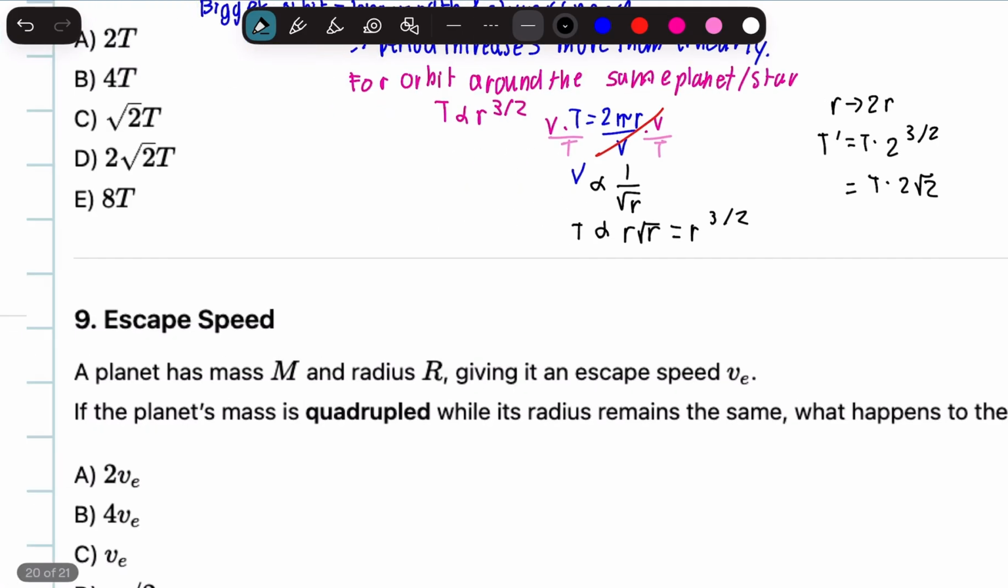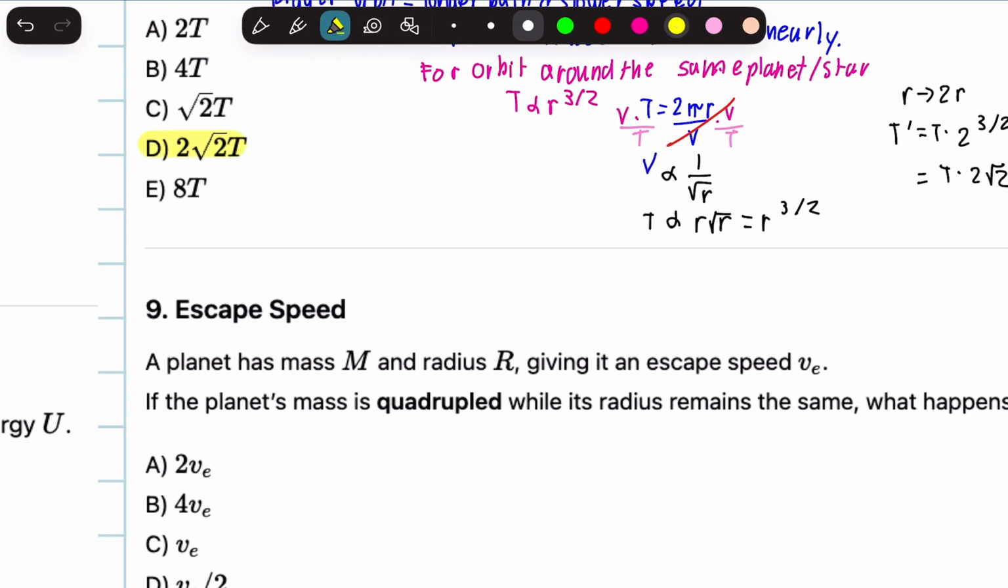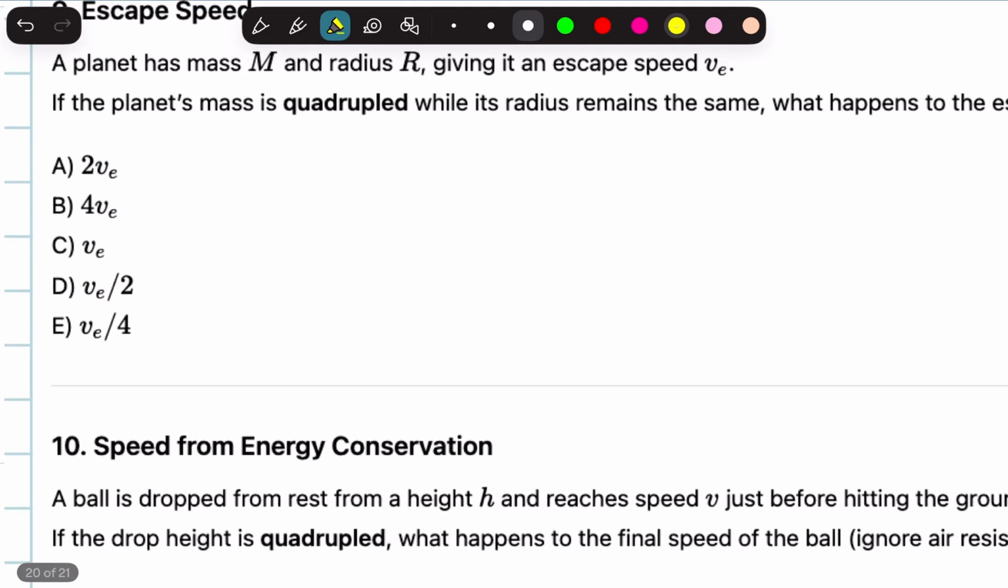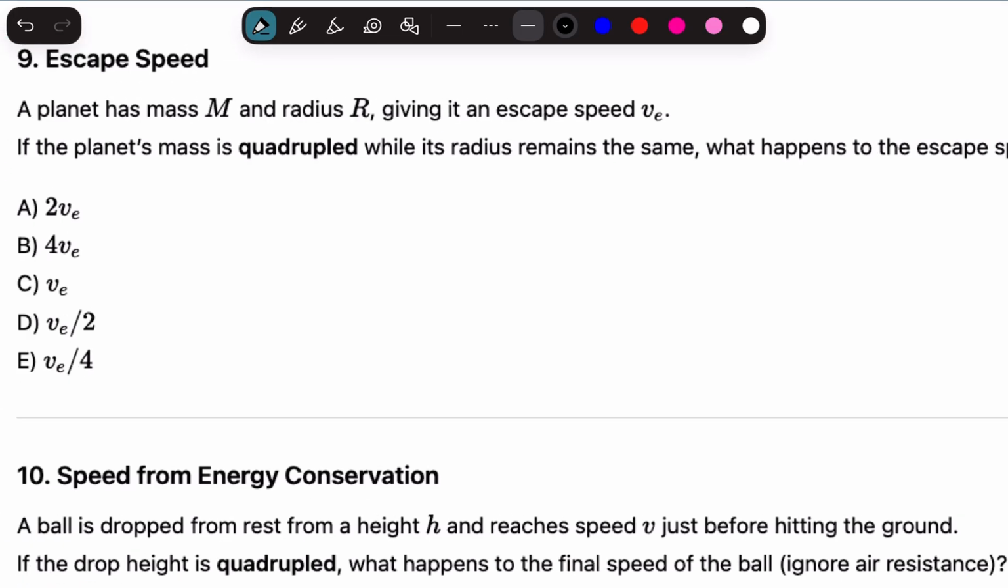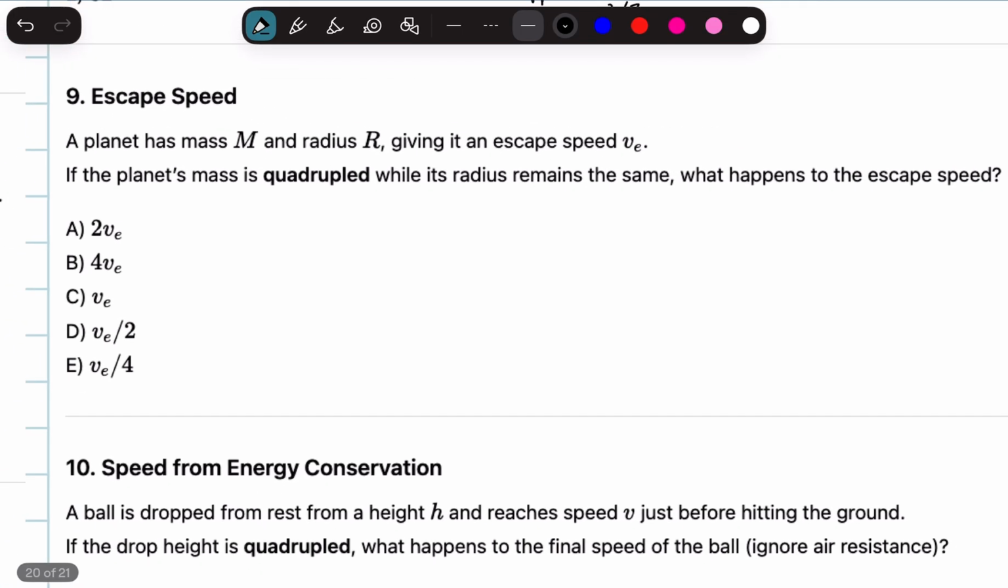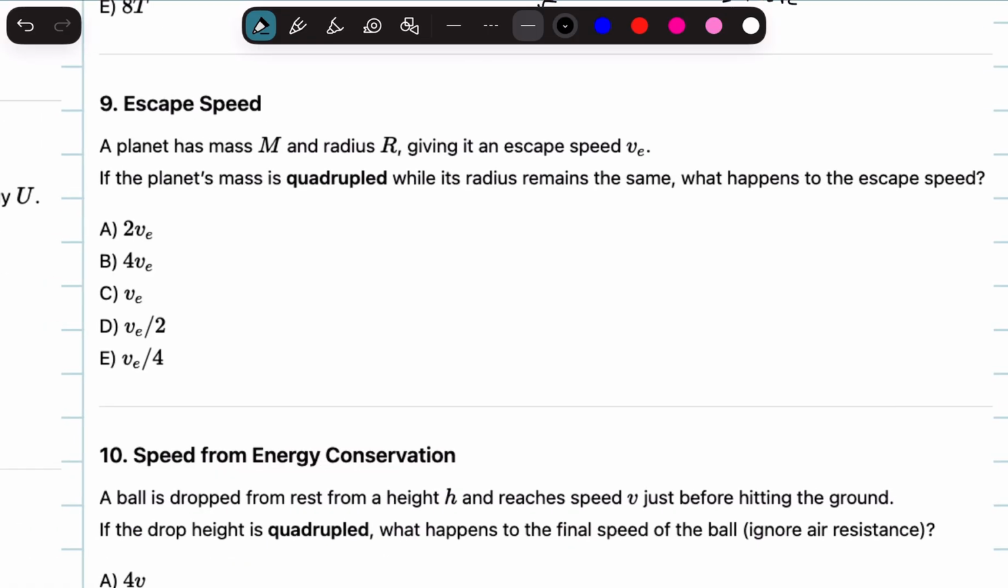So that's going to be our answer of D. So let's say we have a question on escape speed. A planet has mass m and a radius r, giving it escape speed VE. If the planet's mass is quadrupled while its radius remains the same, what happens to the escape speed?